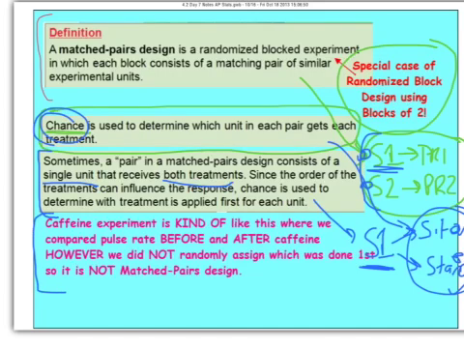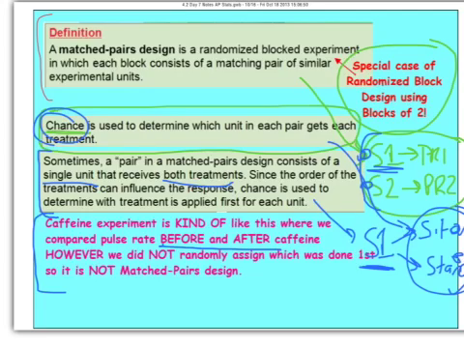In the caffeine one, this is not called matched pairs because the before and after caffeine was very specific. This is where we compared pulse rates before and after caffeine. We did not randomly assign which was done first, so it's not a matched pairs design.